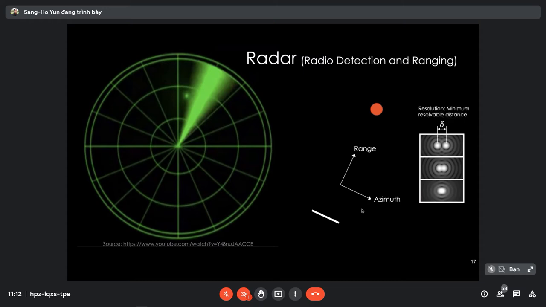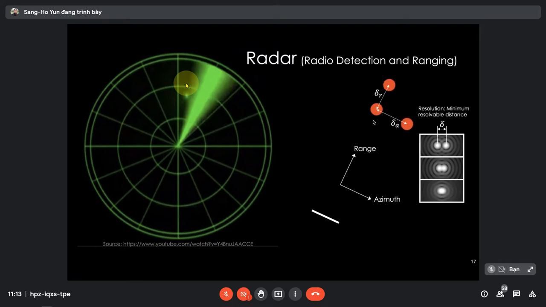Resolution, by physical definition, is the minimum resolvable distance between two distinct targets. So here, delta is the resolution. If the targets are too close, we can't resolve them anymore. So the minimum distance here is the definition of resolution.